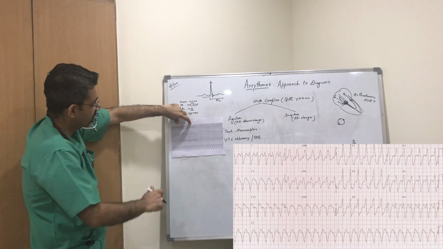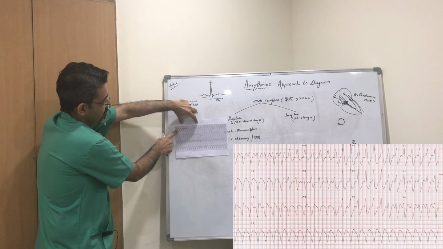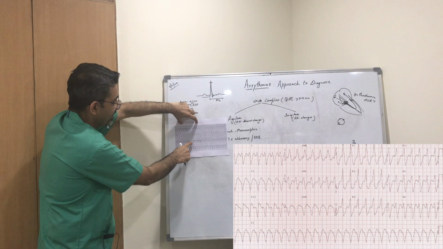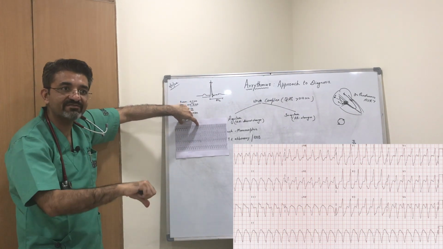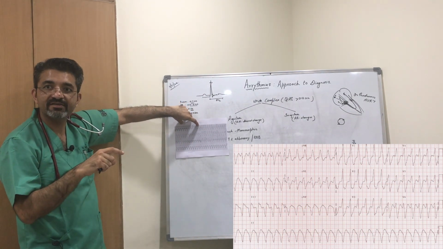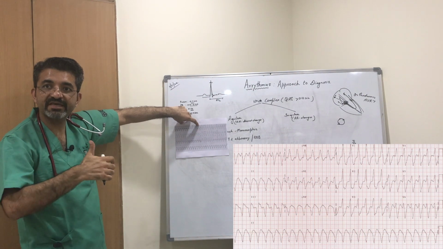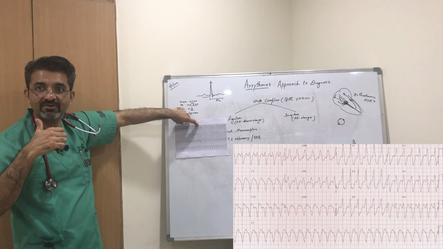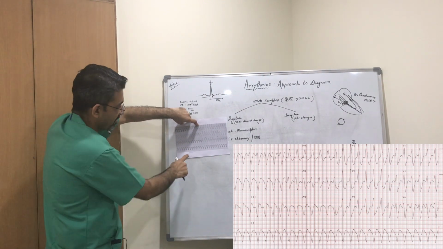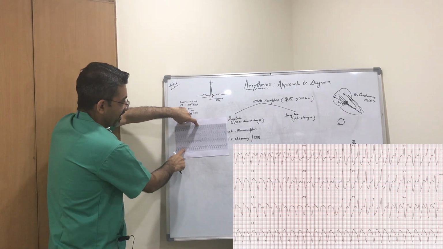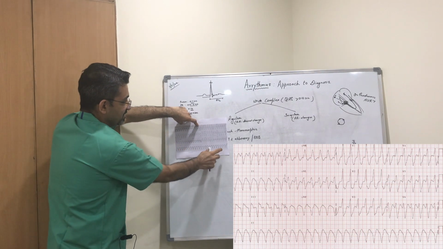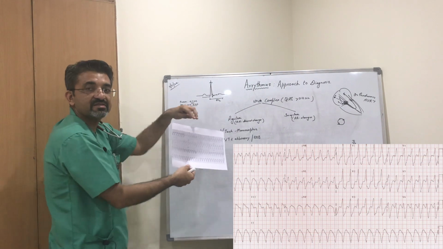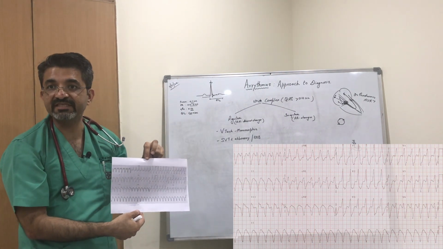Right? Can you see lead 1? Everything is negative. And can you see lead aVF? Everything is negative. So negative in lead 1 and negative in lead aVF means extreme right axis deviation. So you have a tachycardia in which the QRS is wide, the morphology is exactly the same, and you have extreme right axis deviation. This is a monomorphic VT.